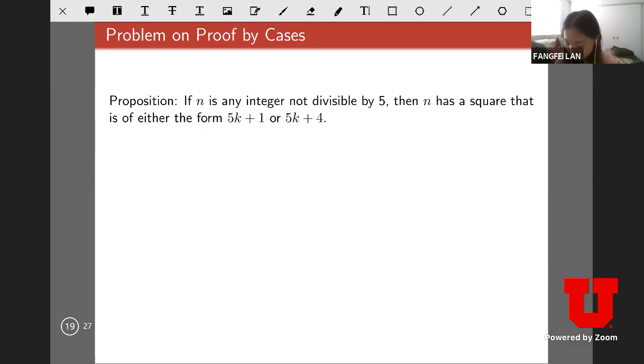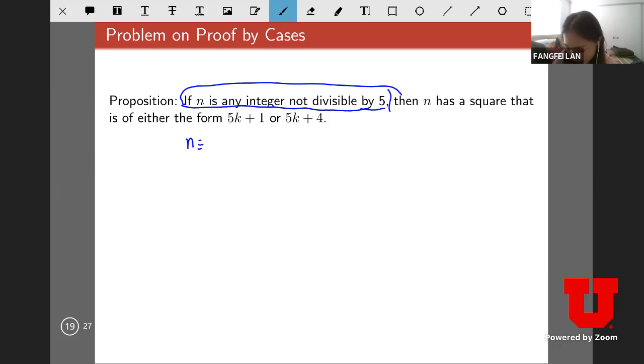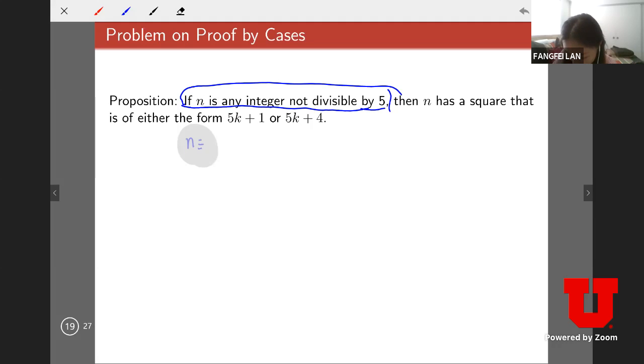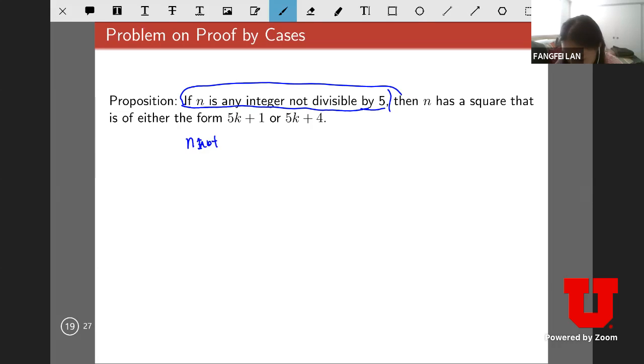We have here 5 cases is close, but not exactly, because we have, if n is an integer not divisible by 5, right? So that means n mod... Oh yeah, it's 4 cases. Yes, it would be 4 cases, actually. So we would have n not divisible by 5.